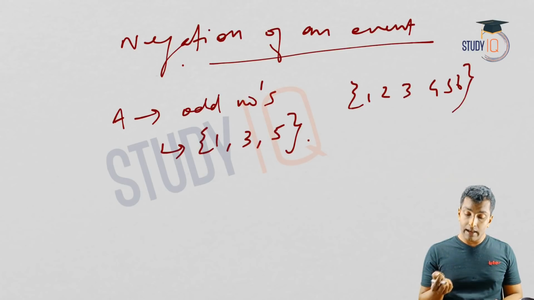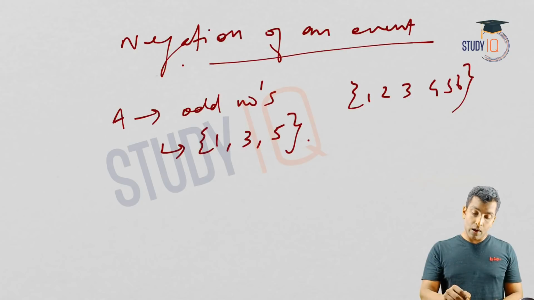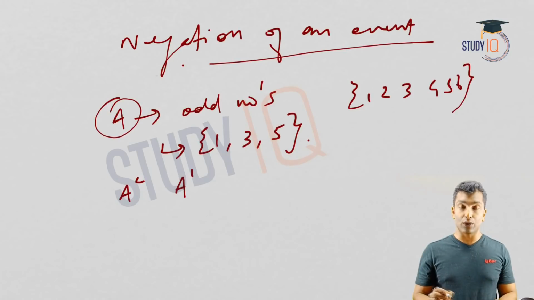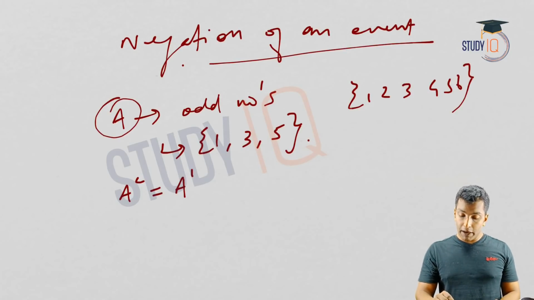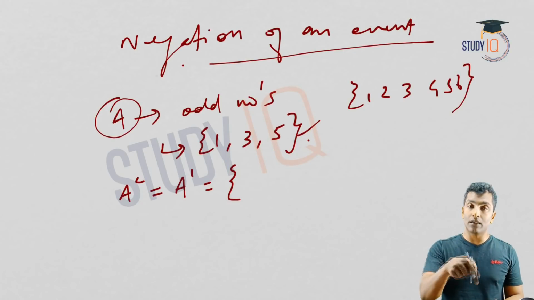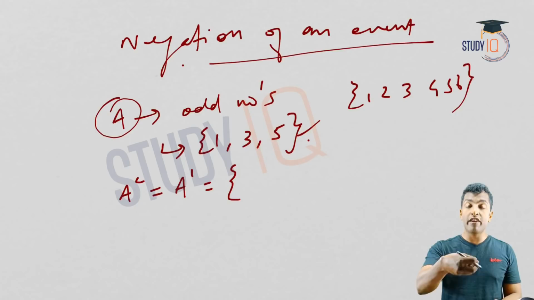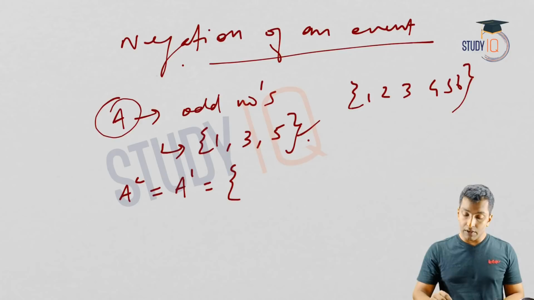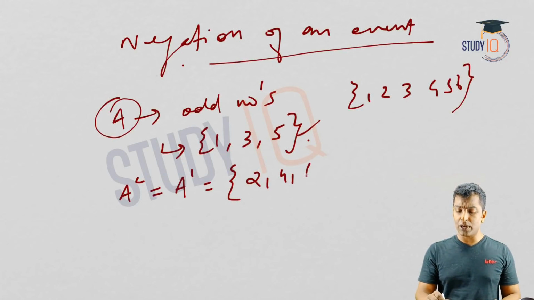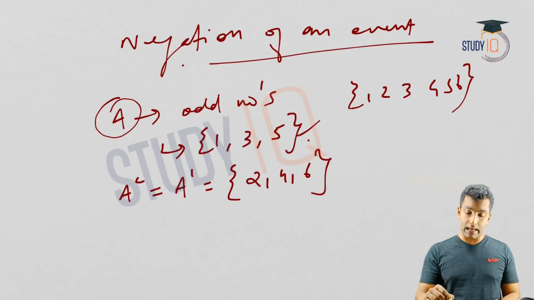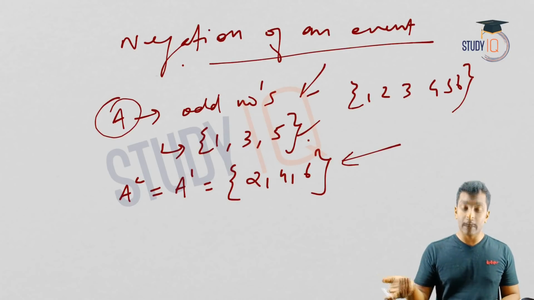So what is the negation of this event A? You will mark it as A complement, or you will write it like this also. Both are the same. So what is A complement? A complement is nothing but the sample space minus the elementary events in event A, which is 2, 4, 6. The event is defined as odd, so even numbers will obviously come in the complement. So that is the concept.